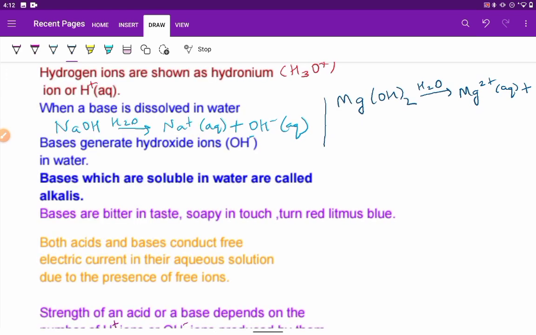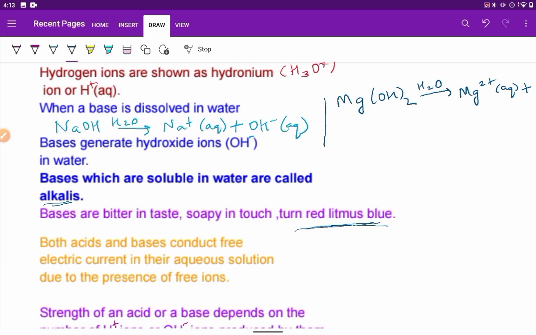Okay, so we find that bases generate hydroxide ions OH minus in water. Bases which are soluble in water are called alkalis. Bases are bitter in taste, soapy in touch, and turn red litmus blue.